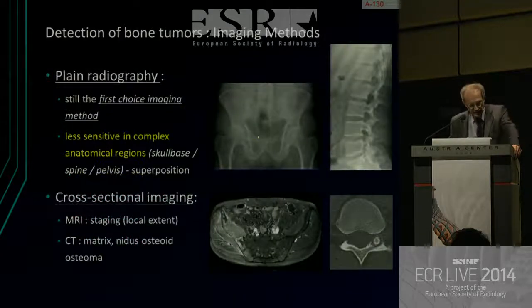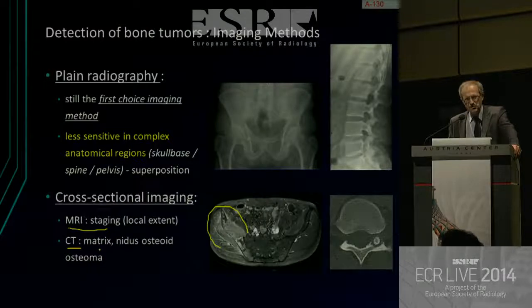Plain radiography is less sensitive in complex areas, such as the pelvis, or the spine, or the skull base. There you have superposition. And usually we will make an MRI for staging and defining the local extent of the tumor. In some cases, you need a CT scan to better see the matrix of the lesion, and especially to find the nidus of an osteoid osteoma. CT is a very good technique.